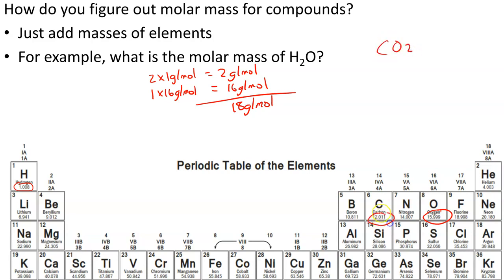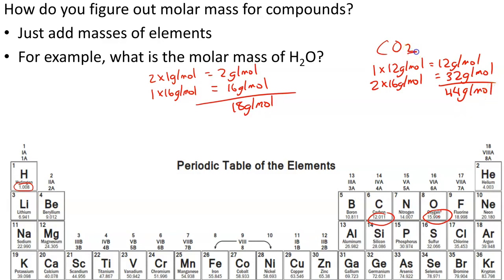If you want to do another one, let's do CO2 real quick, shall we? Okay, carbon, 12. There's 1 carbon, so 1 times 12 grams per mole equals 12 grams per mole. Oxygen, there's 2 of them, times 16 grams per mole, gives me 32 grams per mole. So what's the molar mass of CO2? 44 grams per mole. So all you have to do is keep an eye on the subscripts, because you multiply that times the mass you see in the periodic table to give you the molar mass of that element.